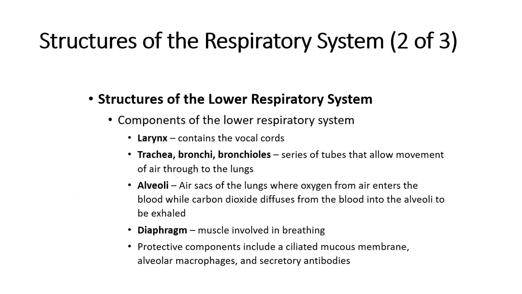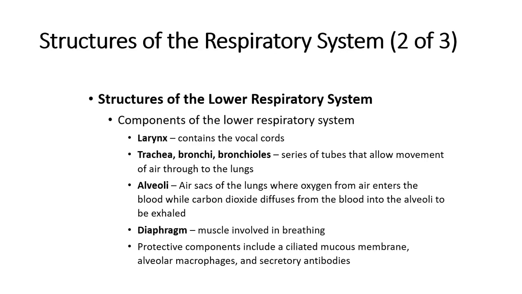The lower respiratory system starts at the larynx, right where your vocal cords are. And then below that, you have the trachea and the bronchi and the bronchioles as they begin to branch out. And this allows the movement of the air through those lungs. And you end up at the end of the lungs, which are the alveolar sacs. And these are air sacs where the oxygen actually gets exchanged and the carbon dioxide gets exchanged. So there's an exchange back and forth.